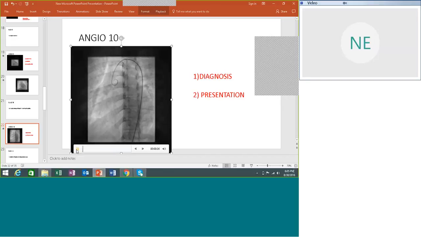CCF. Yeah. What is the diagnosis? Why is the patient in CCF? Acute onset.